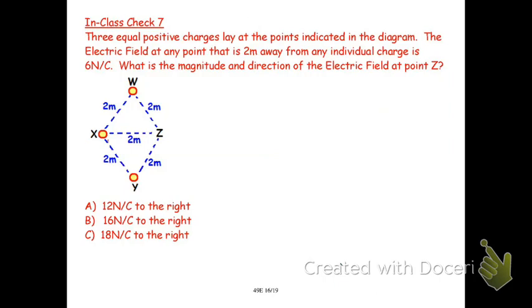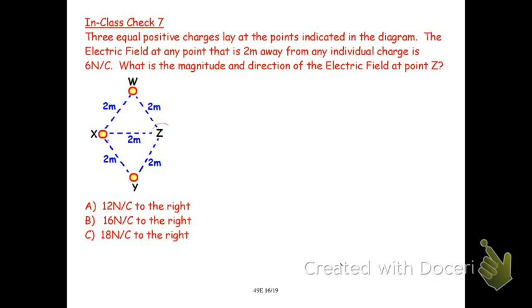So this says 3 equal positive charges lay. Now there's only 3 charges, because we don't need the 4th charge, because this is our point of interest. Indicate a diagram. So the electric field, so here's an issue. The electric field at any point 2 meters away from any individual charge is 6 newtons per coulomb. So this is my point of interest.